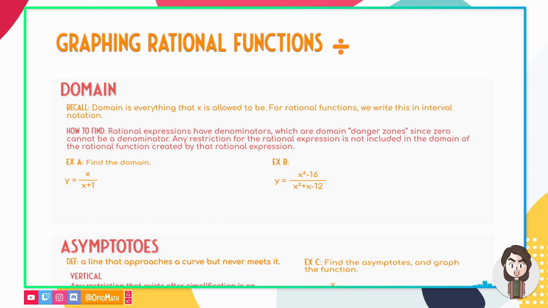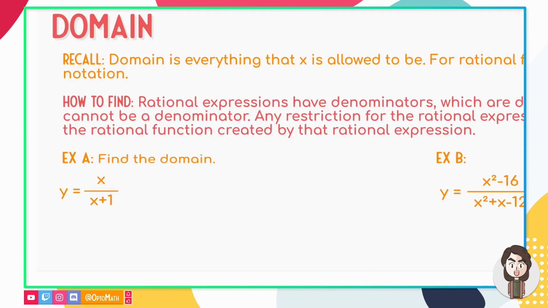So let's look at an example here on example A. Looking at example A, we see that there's no more simplification that can be done for this rational expression that makes up our rational function. And we can tell it looks like a function here because it's got a y equals. That's what's making up our function here. So what is the domain? We want to find the restriction or restrictions. So we set our denominator equal to 0.